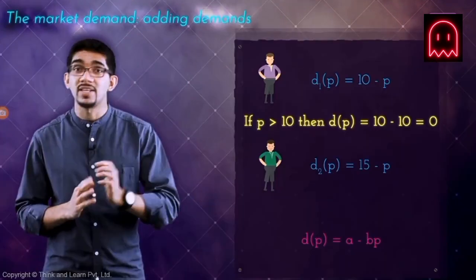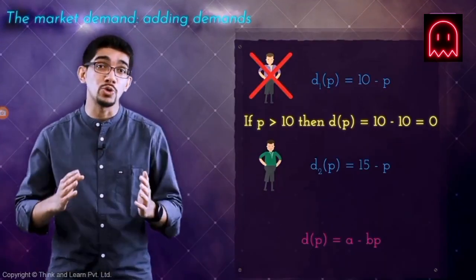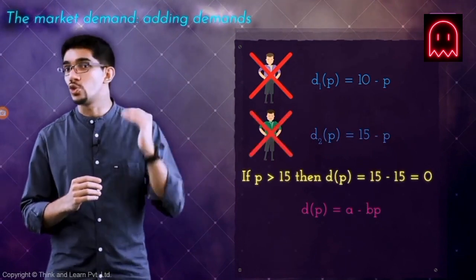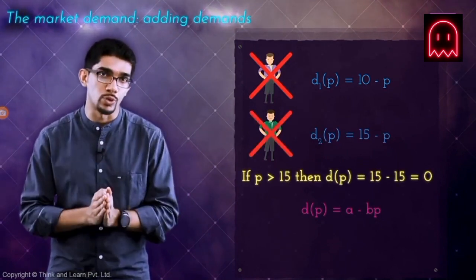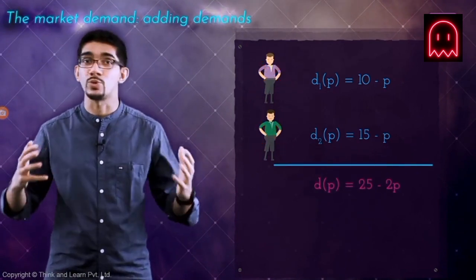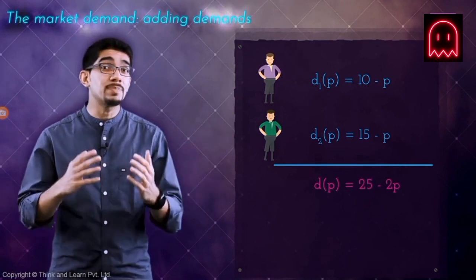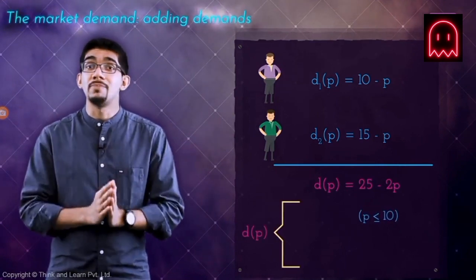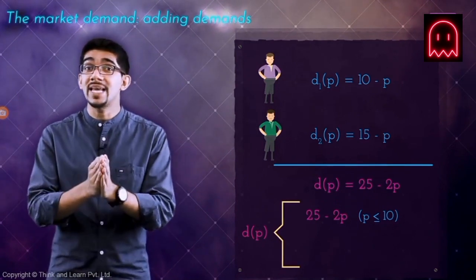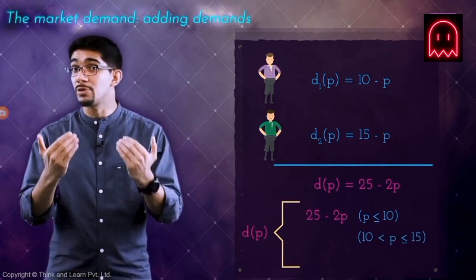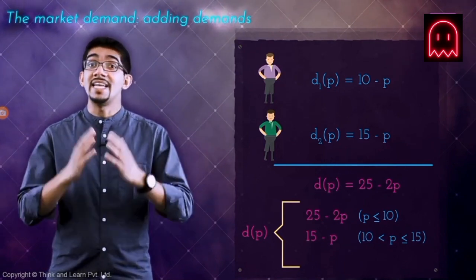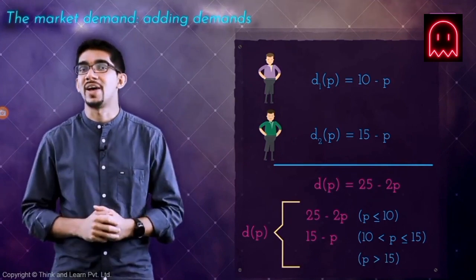greater than 10, the consumer 1 demands 0 units of the good, and similarly at any price greater than 15, consumer 2 demands 0 units of the good. The market demand can be derived by adding these two equations together. At any price less than or equal to 10, the market demand is given by 25 minus 2p. For any price greater than 10 and less than or equal to 15, the market demand is 15 minus p. And at any price greater than 15, the market demand is 0.